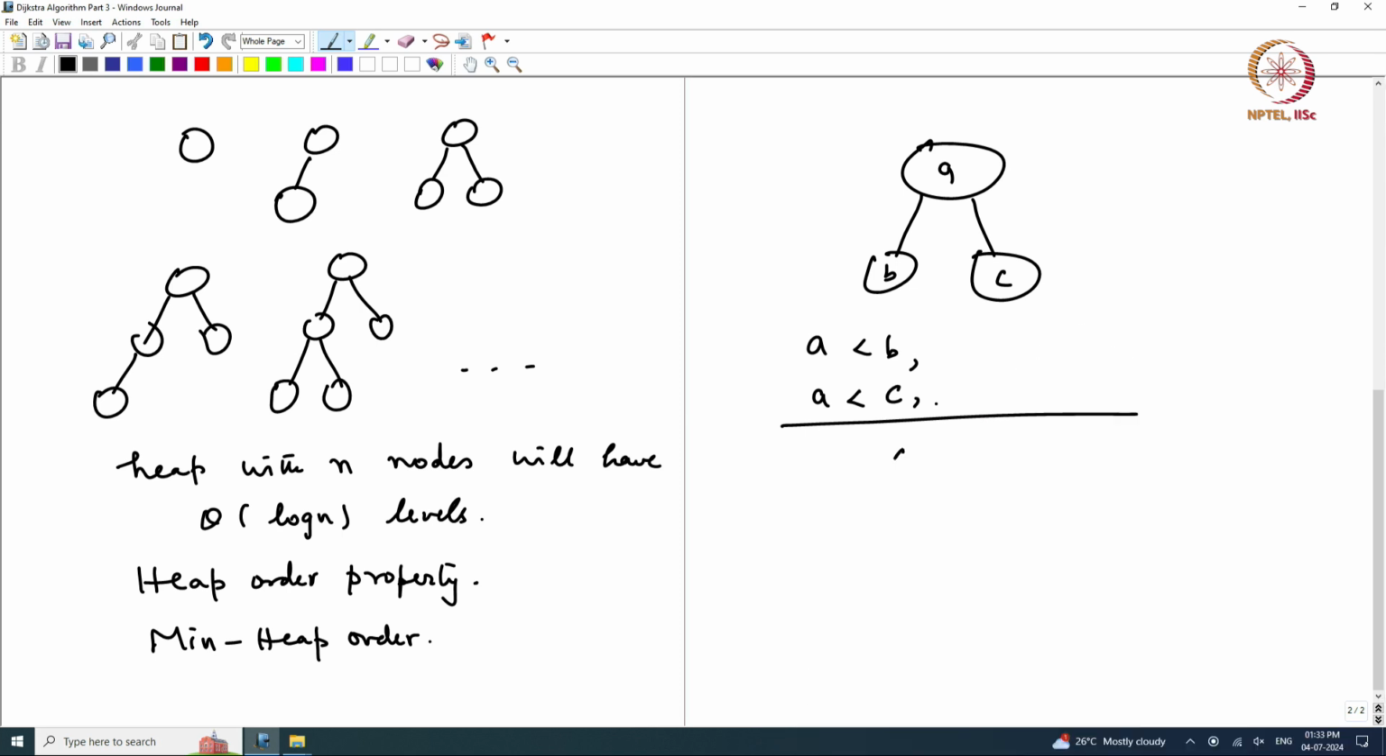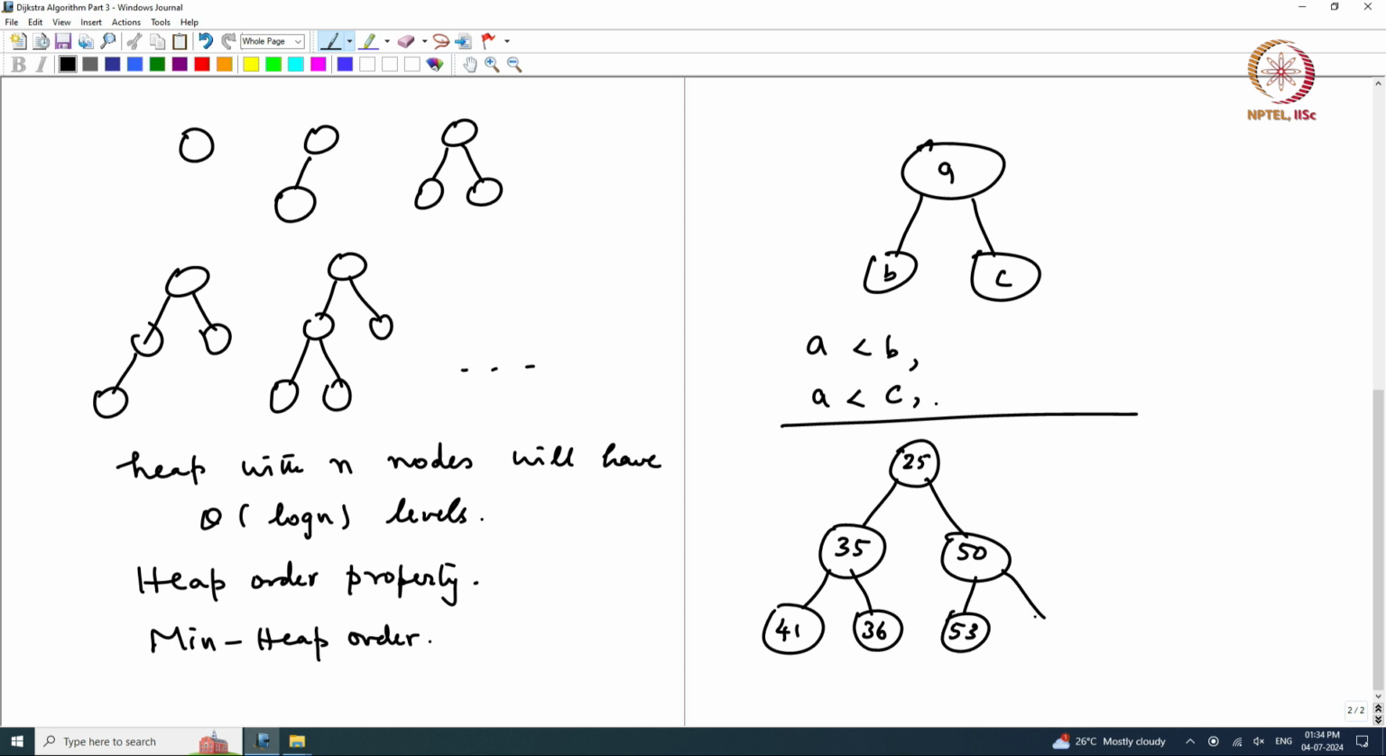So if you have, let us say, 25, 35, 50, 41, 36, 53, 71, 46, this is an example of a heap. You can see that the value at a node is smaller than the values at its children.